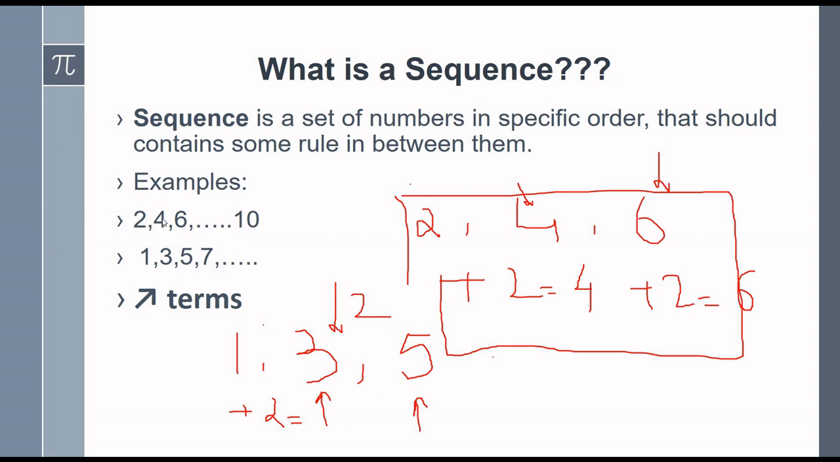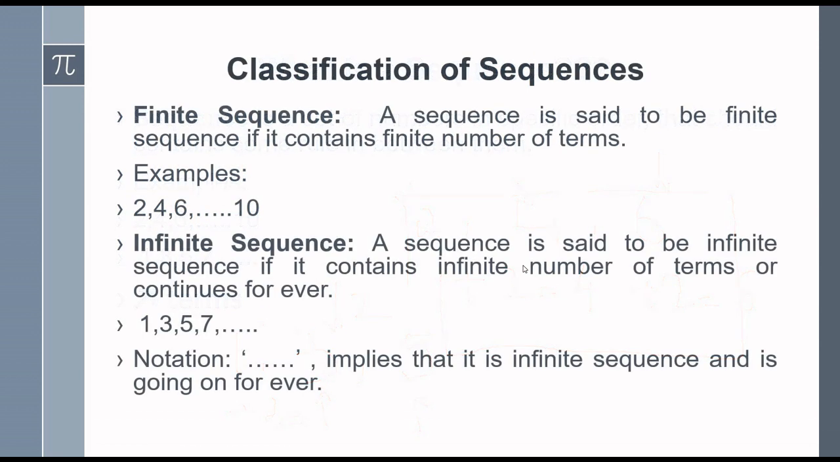So how did we get 4, 6 and up to 10 in this given sequence? We can easily see that if we add 2 to the previous term, we will get the next term, which is 4. If we add 2 to the previous term, which is 4, we get the next term, which is 6. So there exists a pattern: by adding 2 to the previous number we get the next term of the sequence. The same applies for 1, 3, 5, 7, where we get 3, 5, 7 by adding 2 to the previous term. So let's see different classifications of sequences.